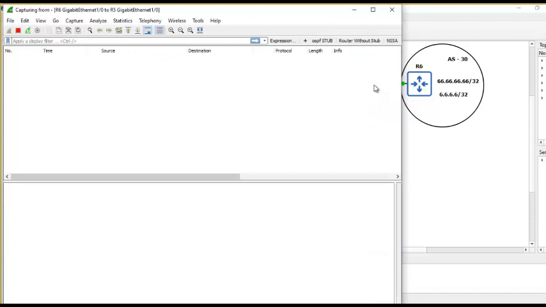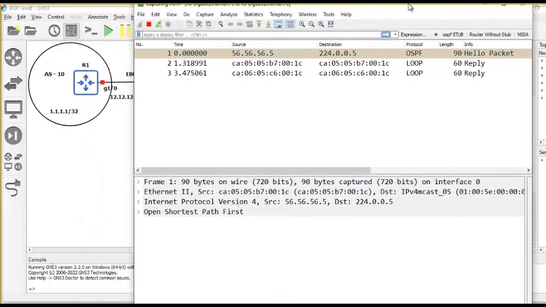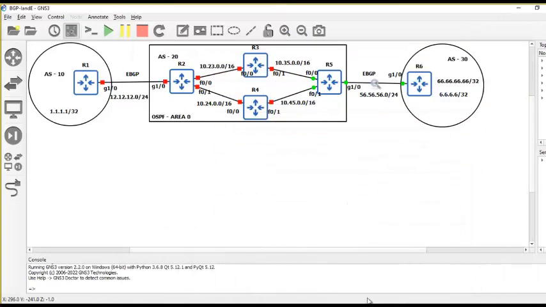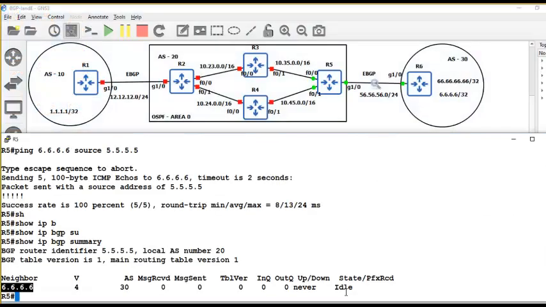Yep. You will not see any TCP or BGP packet. Why? It is not because of the update source.